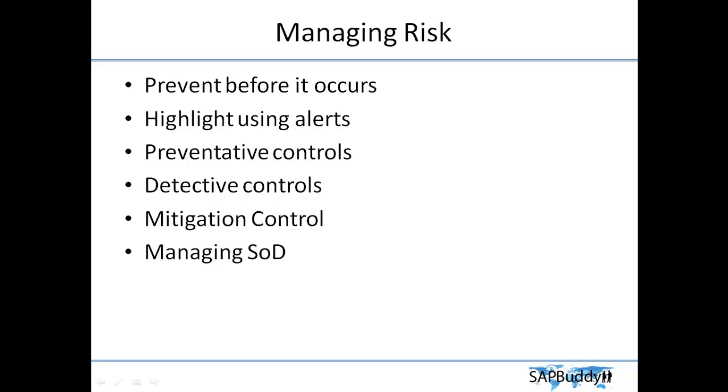Mitigation controls are those controls put in place to fix any problems created by a violation of policies. They describe the steps that need to be taken to fix the problem.